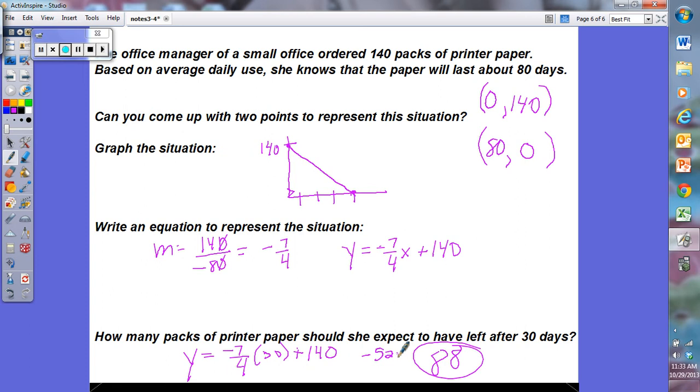So hopefully that makes sense. I kind of went through that quickly, but on these word problems, when they tell you what you start with and when you run out, they're giving you your intercepts. They're giving you the y-intercept and the x-intercept.